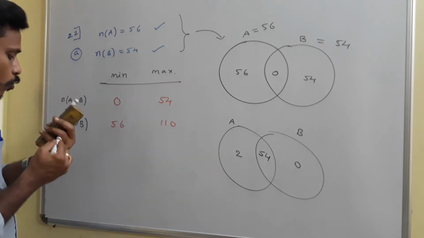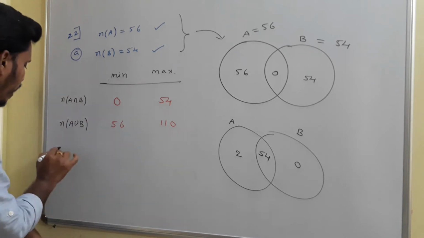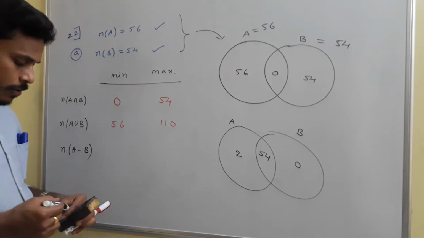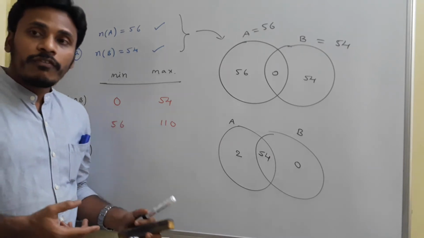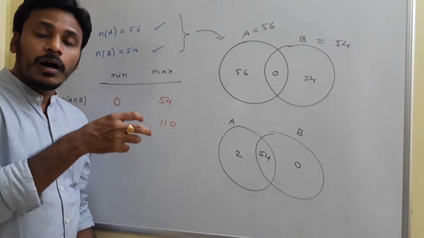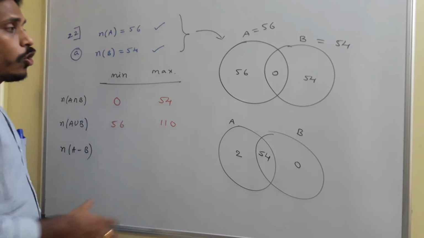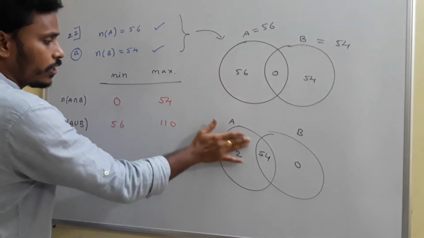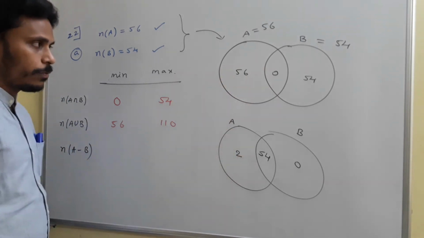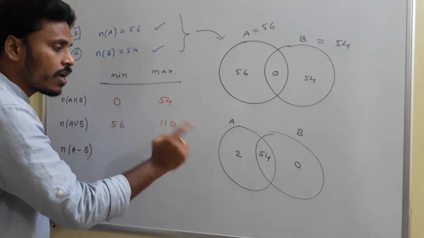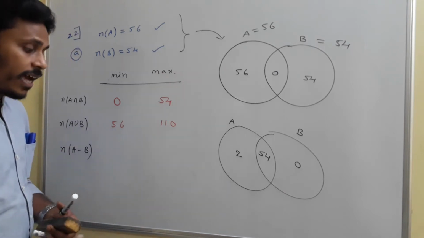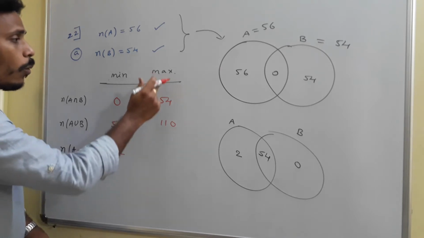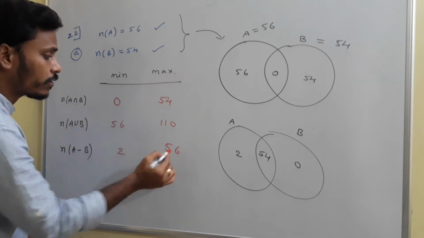Now, if anybody asks you to find the minimum as well as the maximum possible value of n of A minus B, we are all very familiar with the region related to A minus B. This region just represents n of A minus B. This region just represents n of A minus B. In one diagram it is 56, in the other diagram it is 2. Then at the end we will say that the minimum value of n of A minus B is 2 whereas the maximum value is 56.